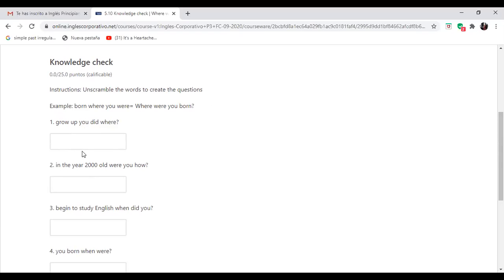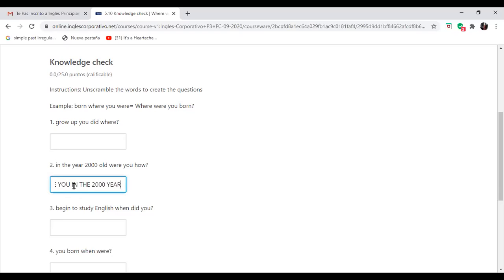So here, for example, number two, "in the year 2000, were you how?" So we start with the WH word, right? How, okay, let me do it in capitals, how old, because remember that this is only one expression to ask about age. How old? How old were you in the year 2000? Okay. Or in the 2000 year, right? In the 2000 year, that's right. Okay.